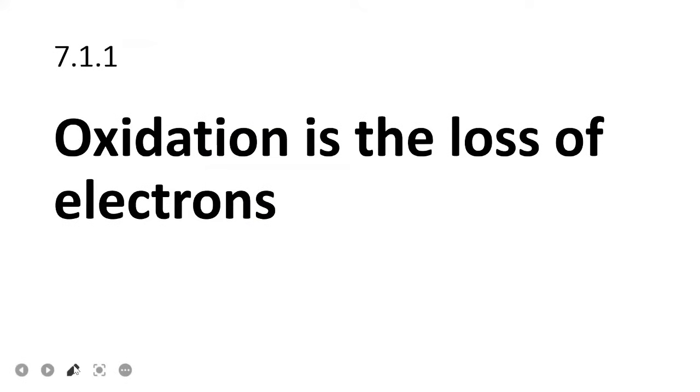So we know that using our OIL RIG, we define oxidation as the loss of electrons. So you will remember that we had this OIL RIG where we said that oxidation is loss of electrons and reduction is gain of electrons. So that is just a quick way to remember it.